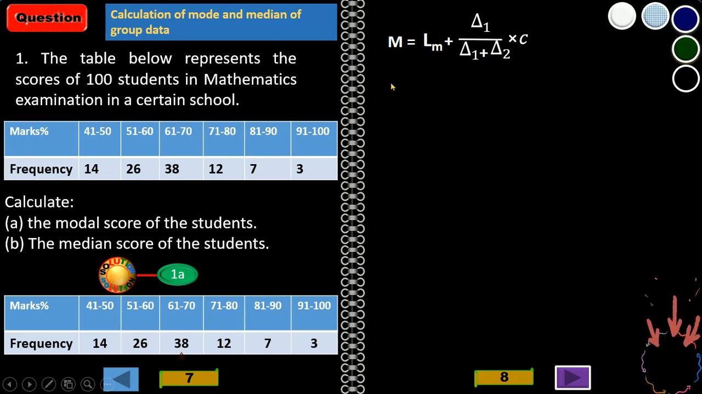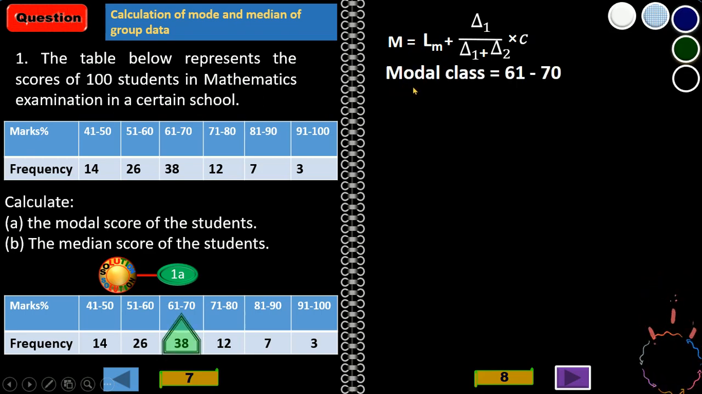So the first thing we need to do here is to get the modal class. The modal class, as you can see here, is the class that has the highest frequency. And the highest frequency here is 38. So that class is 61 to 70. Therefore the modal class is 61 to 70.